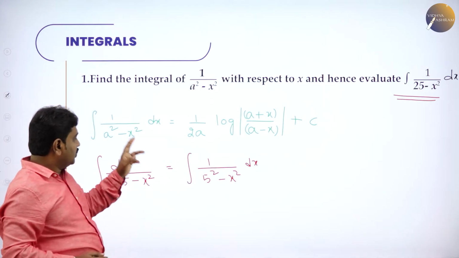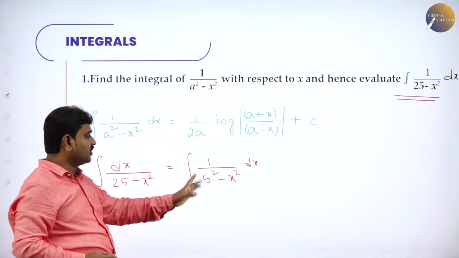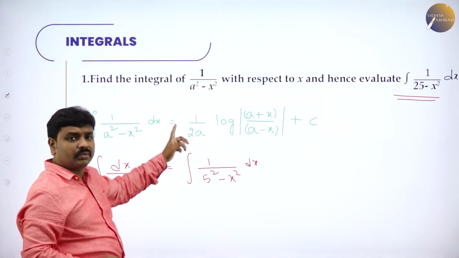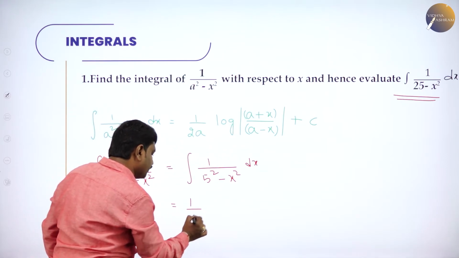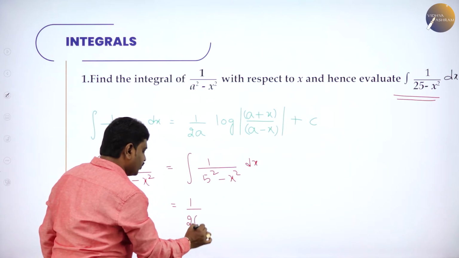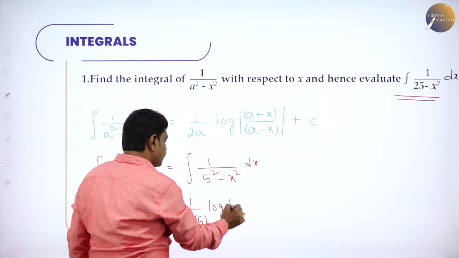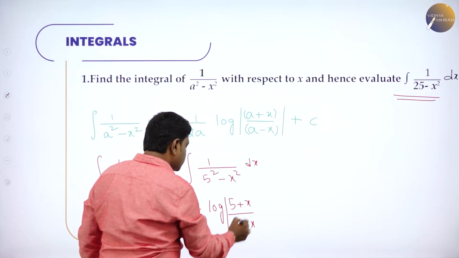Now the formula is a square minus x square. Here we have 5 square minus x square, so a is 5. Use the formula. What is the formula? After you integrate, the answer is 1 by 2a log of a plus x by a minus x. So this will become 1 by 2a. What is a? 5. 1 by 2 times 5 log of 5 plus x by 5 minus x modulus plus c.